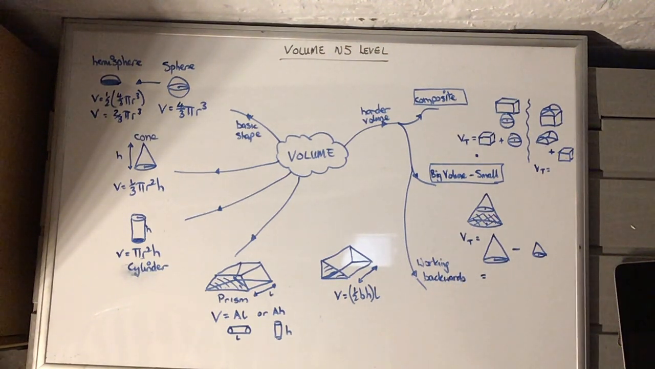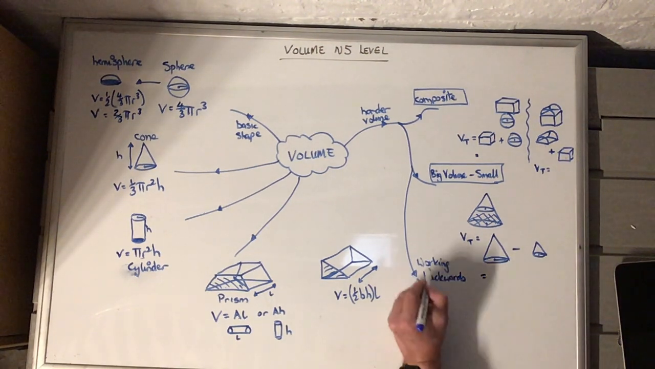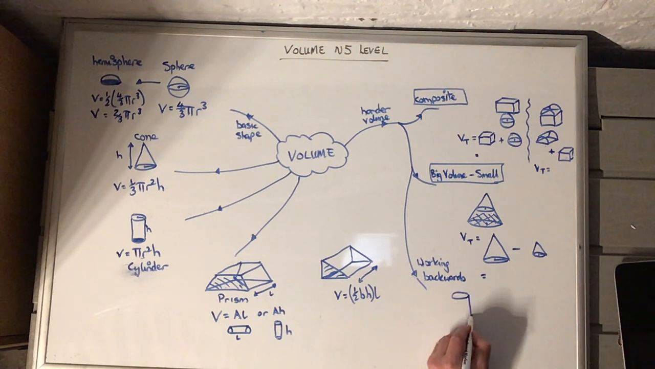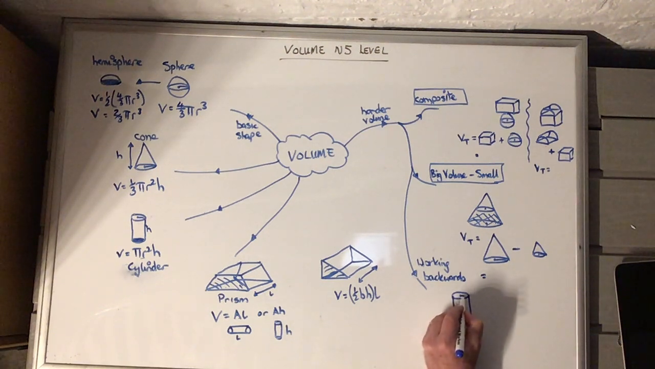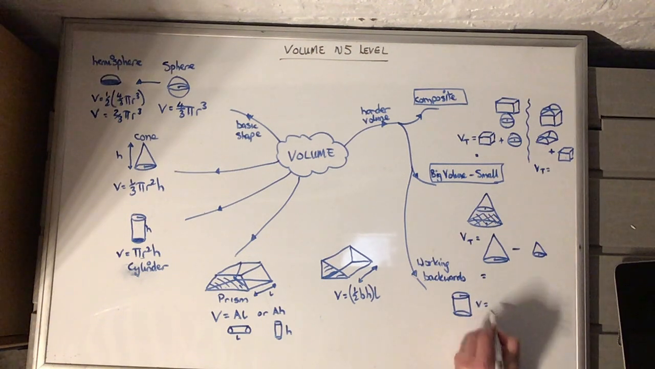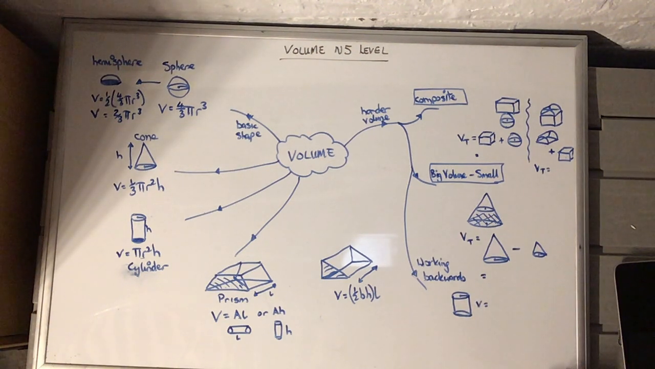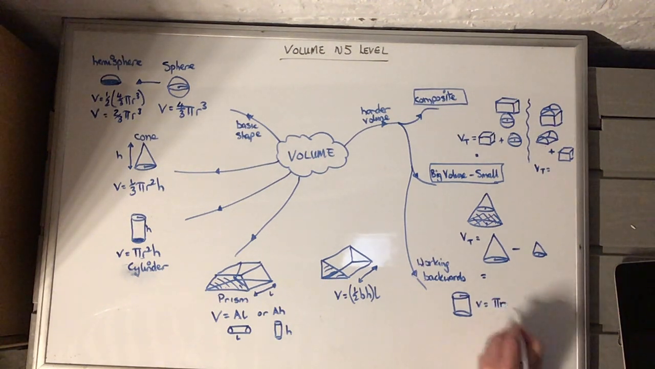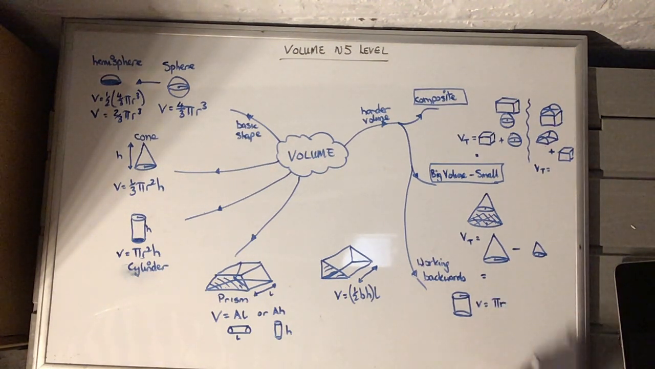So we're working backwards. So how do we go about doing that? Well, you're normally given, again, but I'll pick a cylinder this time. So here's my cylinder. And this time you'll be given the volume. So you know the volume. And the volume for a cylinder is pi r squared h.